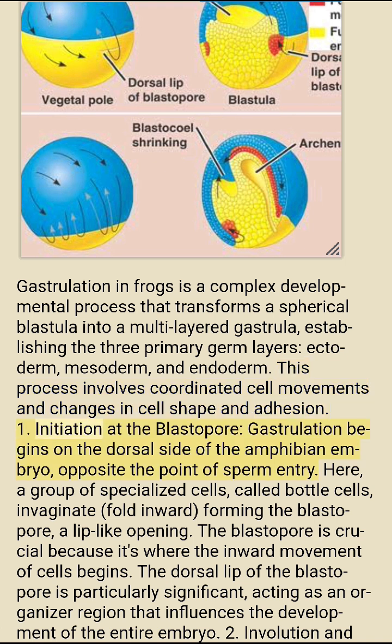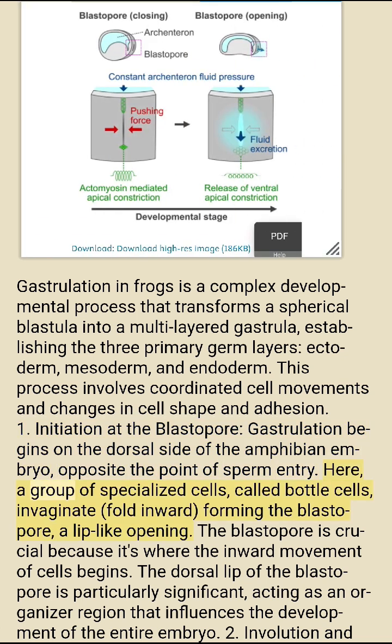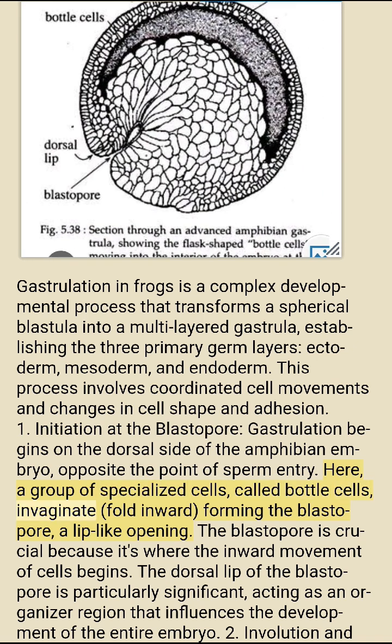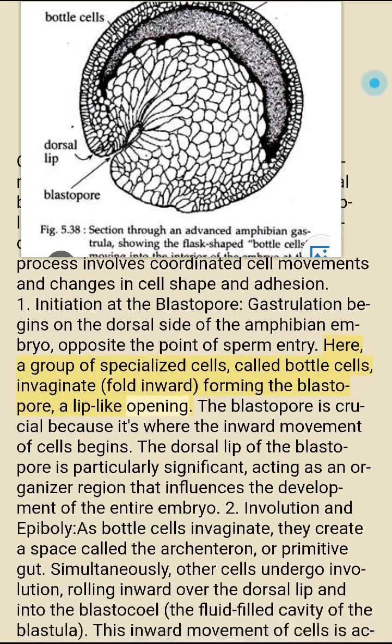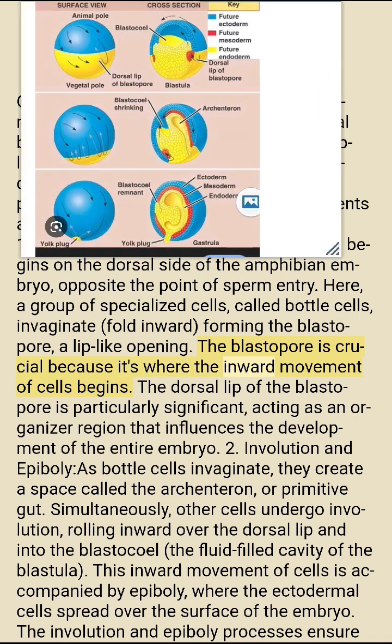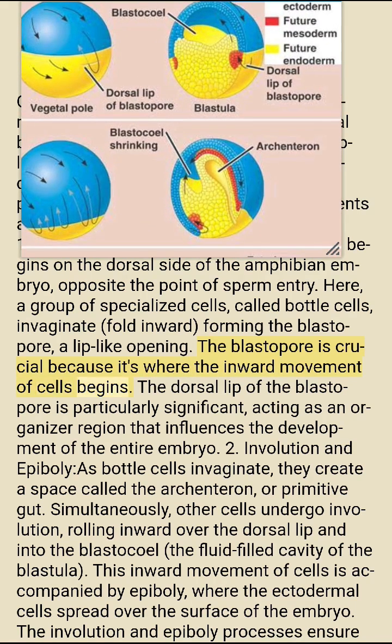1. Initiation at the blastopore. Gastrulation begins on the dorsal side of the amphibian embryo, opposite the point of sperm entry. Here, a group of specialized cells, called bottle cells, invaginate, or fold inward, forming the blastopore, a lip-like opening. The blastopore is crucial because it's where the inward movement of cells begins.